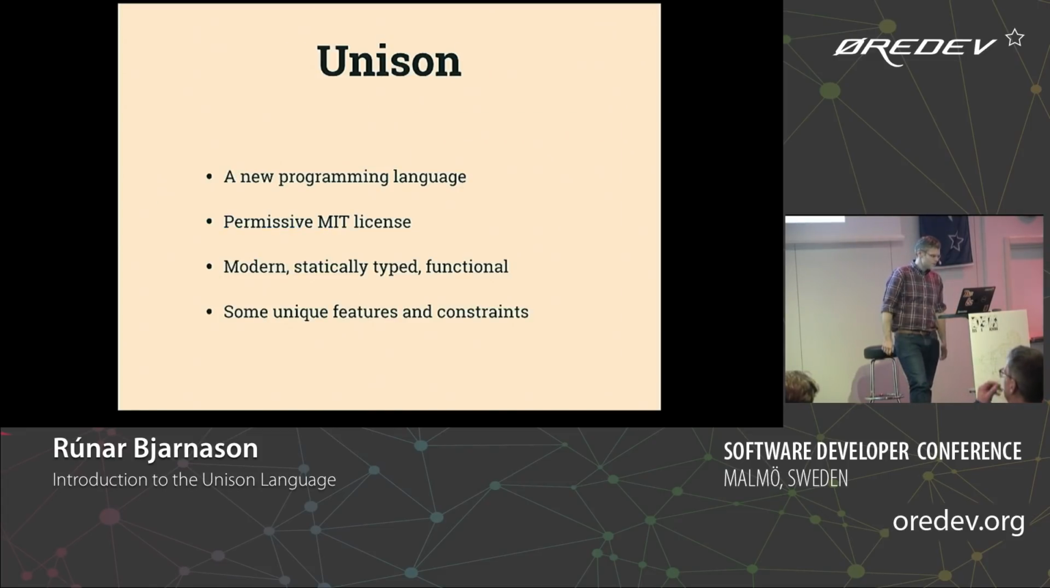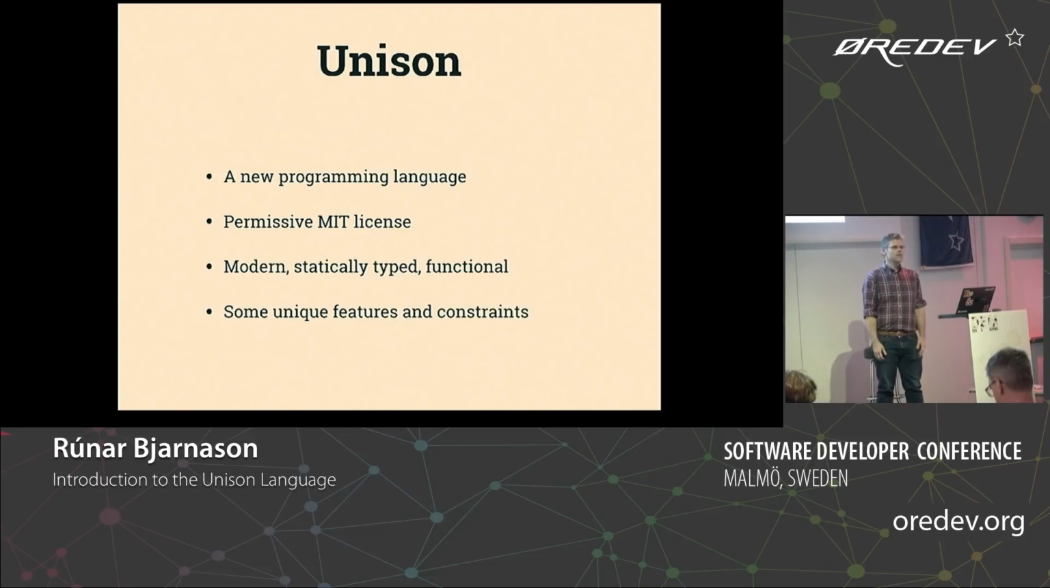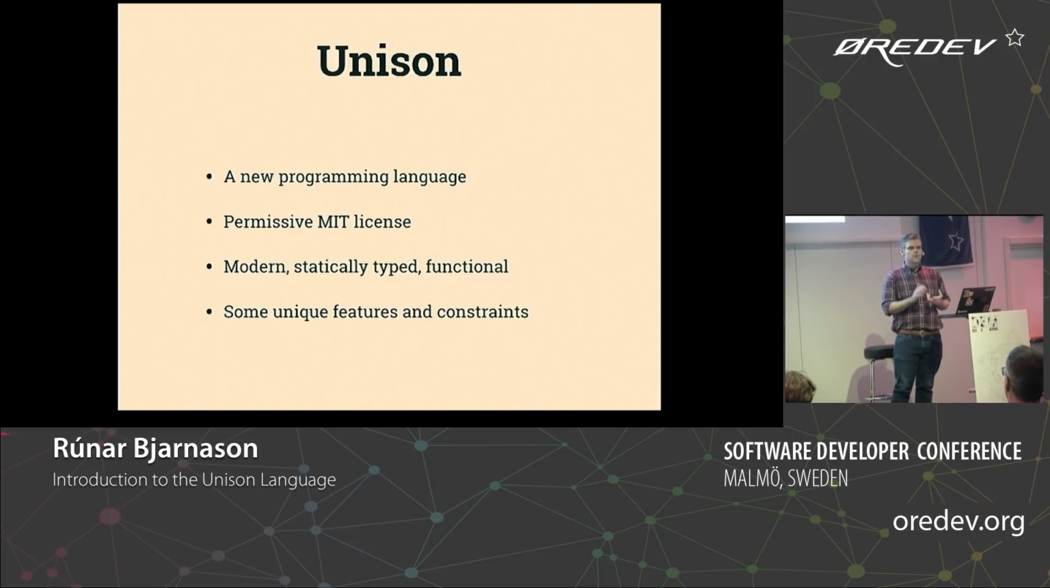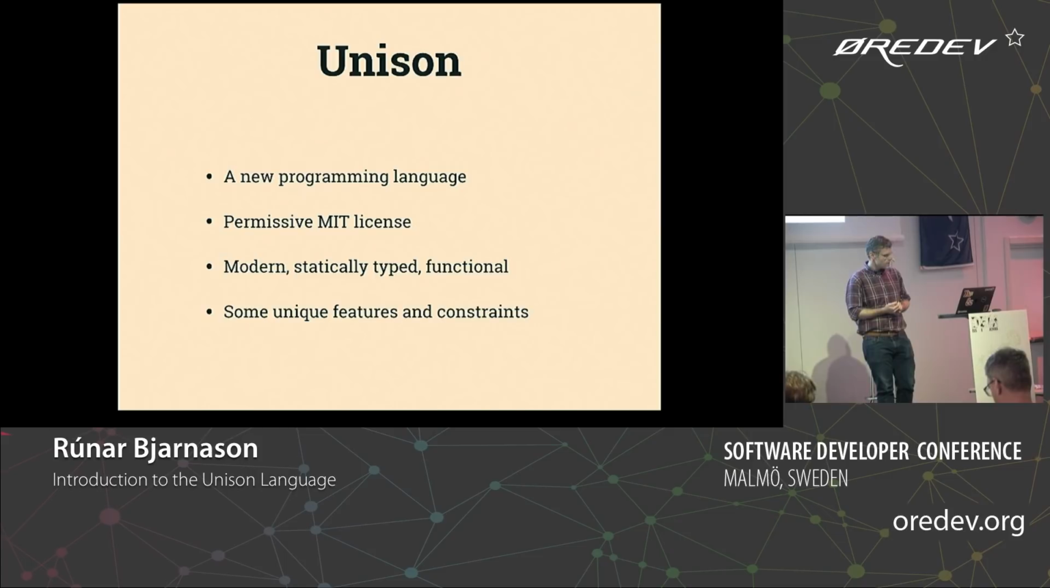Okay, so what is Unison? Unison is a new programming language. It has some superficial similarities to Haskell. It's a modern, statically typed, purely functional language. We are developing it in the open. It's an open source project with a permissive MIT license.